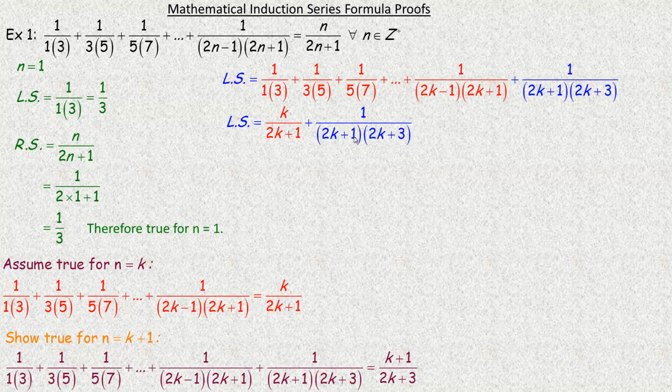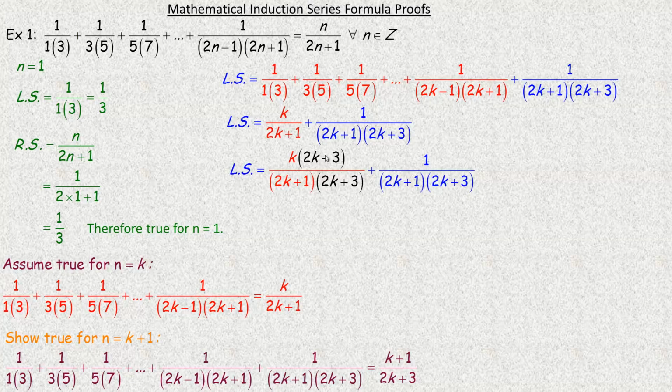Now notice I'm adding two rational expressions. They have a common 2k plus 1 here. This one also has a 2k plus 3 binomial in the denominator. So in order to get a common denominator, I want to multiply this one by 2k plus 3 in the numerator and the denominator. So that's my next step here.